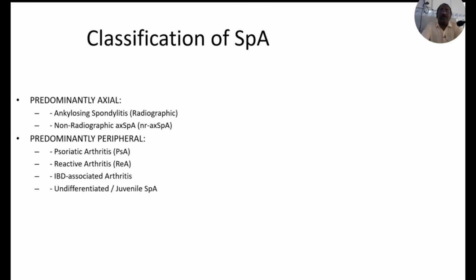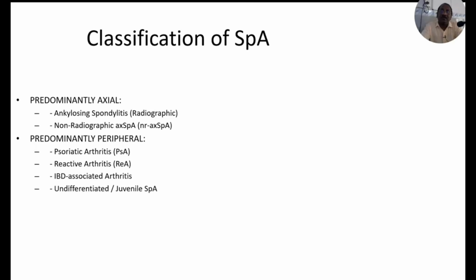So this is the classification of the spondyloarthritis, the predominantly axial. It is ankylosing spondylitis, radiographic and non-radiographic. What do you mean by radiographic and non-radiographic? Radiographic, where your X-rays will show you the abnormalities. Simple X-rays, conventional X-rays. Non-radiographic means your MRI will show the defects. So the earliest changes will be picked up by the MRI. At a later time they will be picked up by the conventional X-rays.